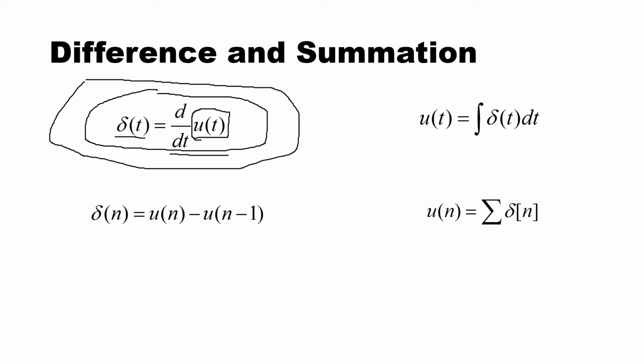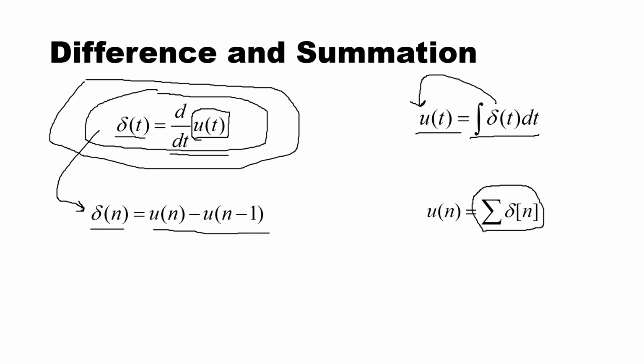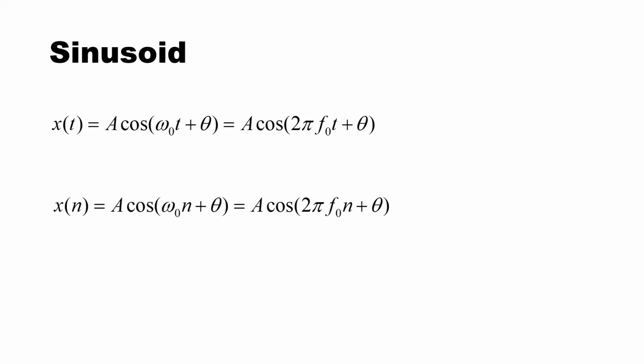So similarly, in discrete time, we have delta[n]. What is delta[n]? Unit impulse in discrete time, or we say unit sample. So d by dt of u(t) will now become u[n] minus u[n-1]. Likewise, if we were integrating delta(t) to get u(t), that is, if unit impulse can be integrated to get unit step, then unit impulse in discrete time or unit sample can be summed up to get unit step in discrete time.